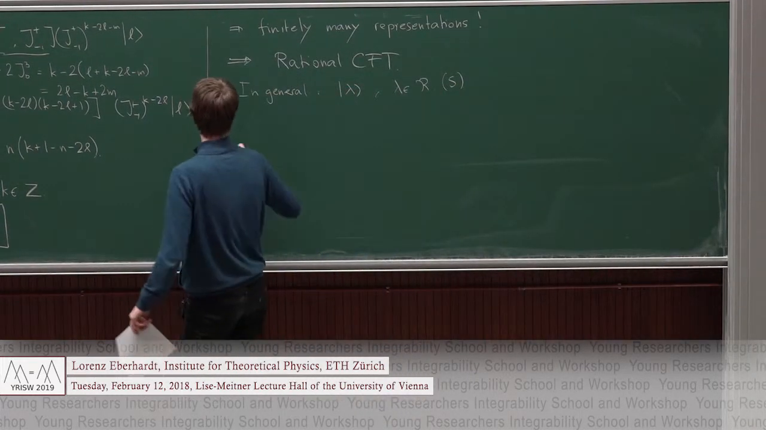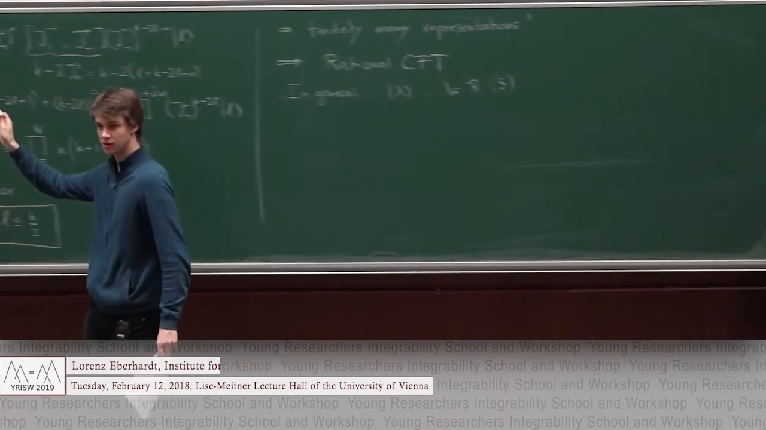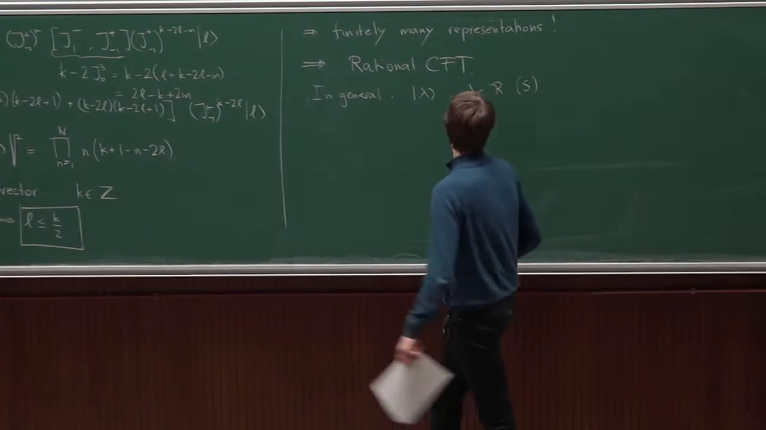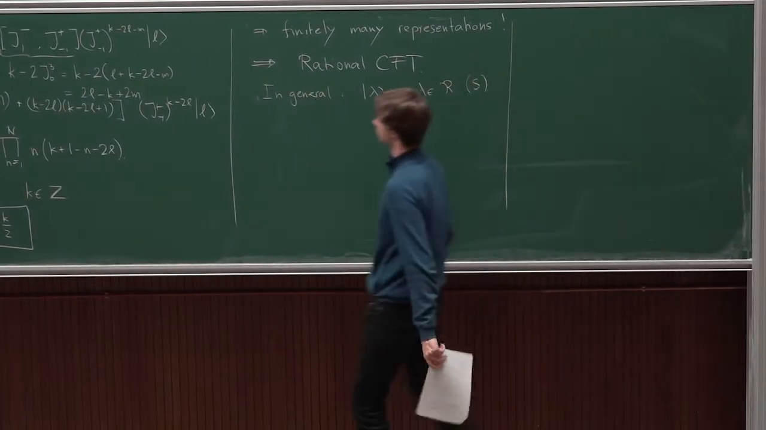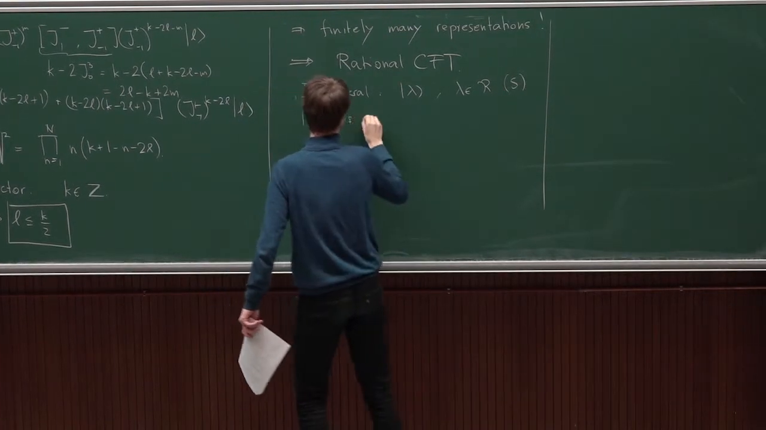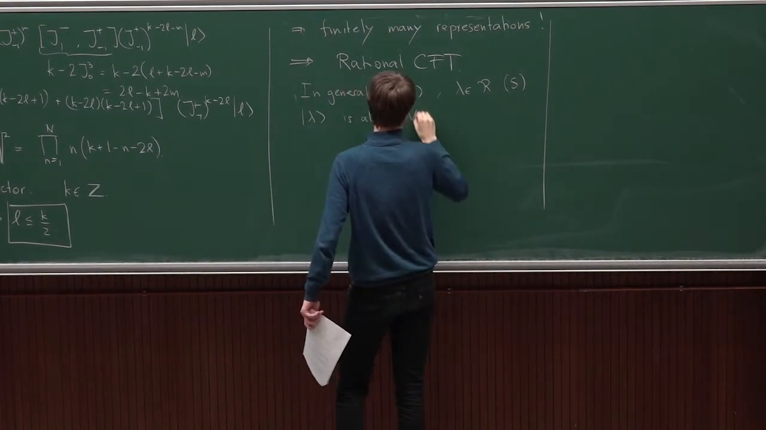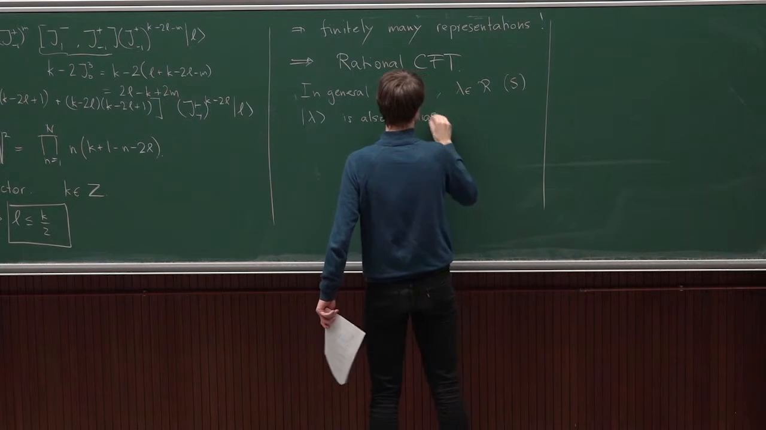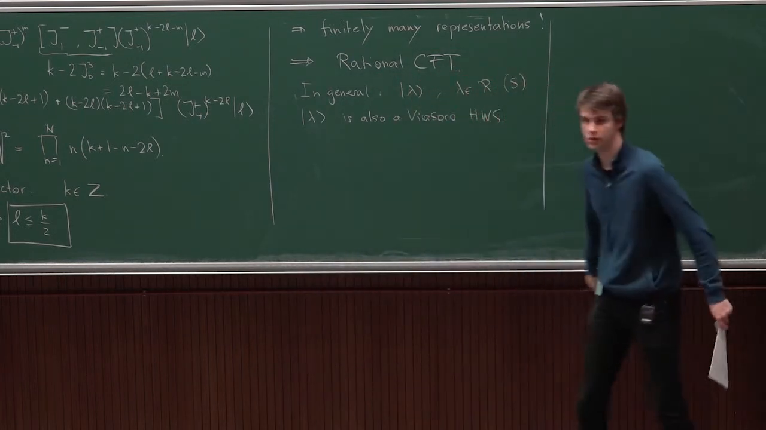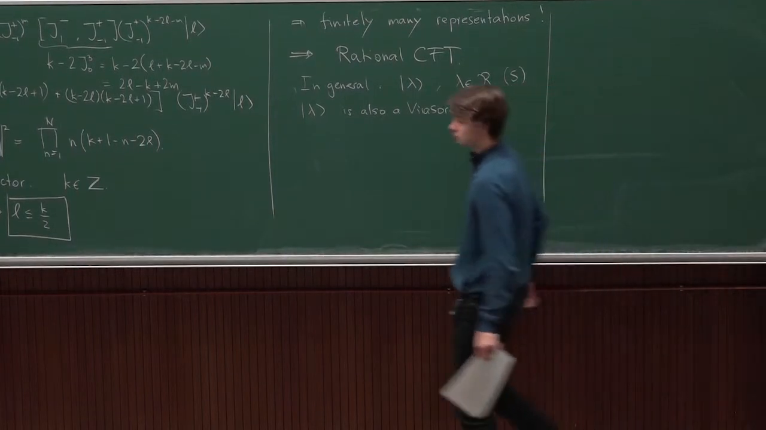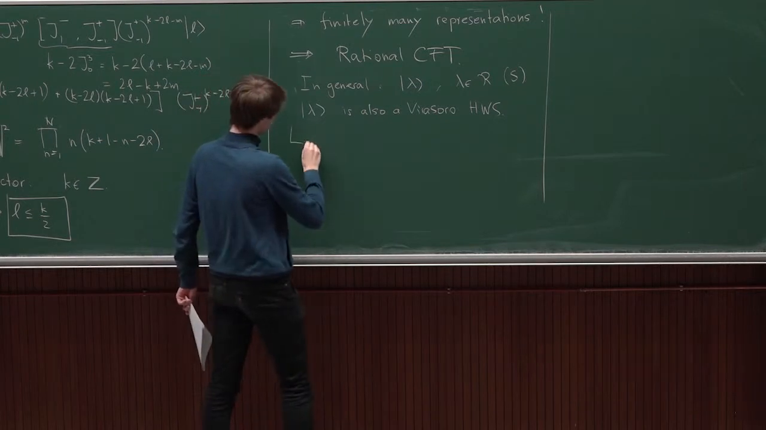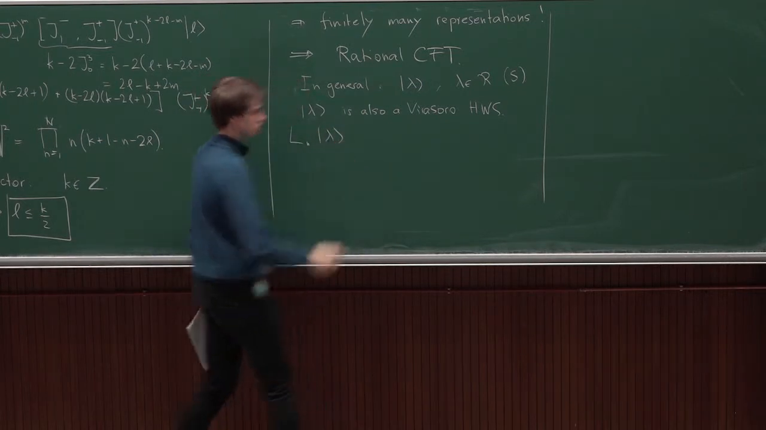Good, so let us now connect. This was the affine Kac-Moody representation theory, at least in SU(2). Let us connect it to the Virasoro representation theory. So lambda is also a Virasoro highest weight state. Okay? And what's its conformal weight, you can ask.